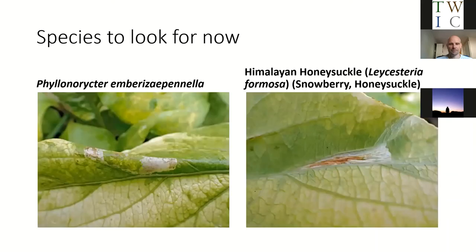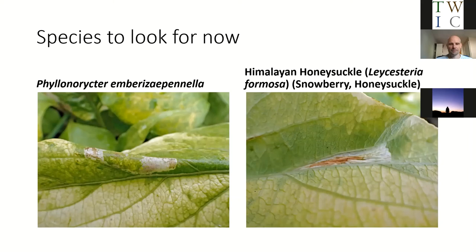So hopefully you've been suitably inspired. And here are three species you can actually go out and look for now. So we'll start off with Phalaenorhynchus emberiza pinnella. So naturally it feeds on wild honeysuckle. I've never ever recorded it on wild honeysuckle, but it's very happy on snowberry and even more so on Himalayan honeysuckle, Leycesteria formosa. Both of these plants can be found in planted environments, urban areas usually, parks, gardens, retail parks, supermarket car parks.